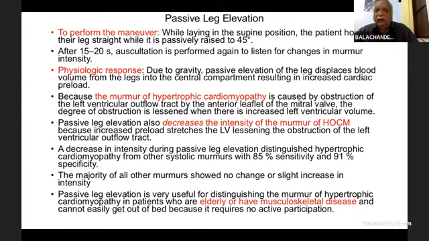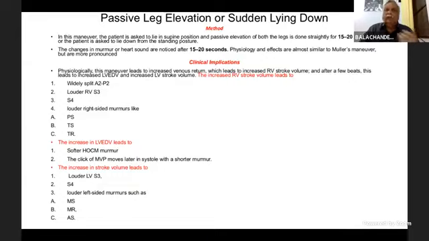A decrease in intensity during passive leg elevation distinguishes hypertrophic cardiomyopathy from other systolic murmurs with a sensitivity of 85%. But passive leg elevation is also useful in patients who have musculoskeletal problems and who cannot get out of the bed. So if the patient cannot get out, he's quite sick, you can do this maneuver. And this is also one of the maneuvers recommended in hypertrophic cardiomyopathy. So this is just passive leg elevation.